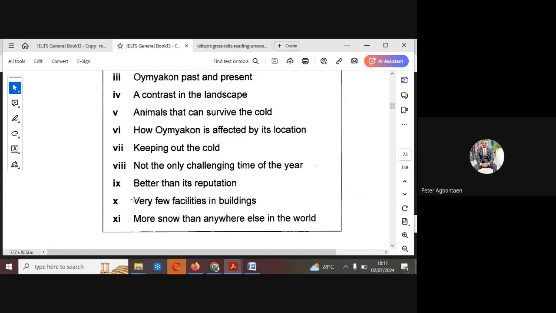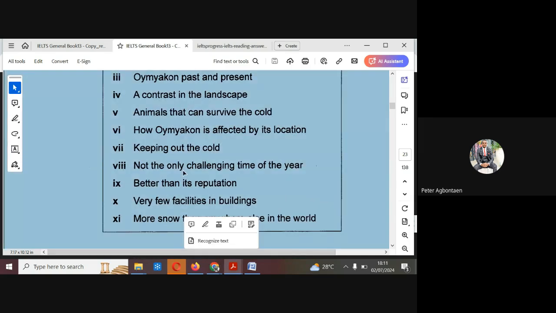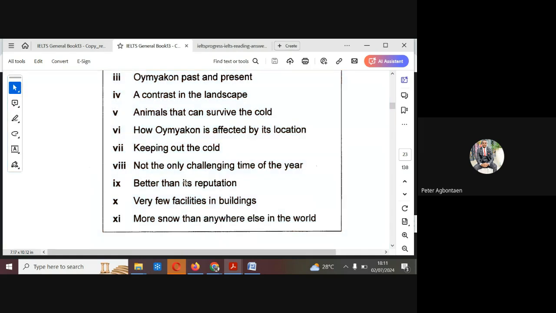Okay, then this one says very few facilities in buildings. Of course, it means that in Oyemakon, the buildings, their houses, their homes don't have a lot of facilities or amenities. Probably they don't have the modern amenities that we enjoy, things like air conditioners, heaters, refrigerators, television, furniture, and all these wonderful things that we enjoy in our modern day homes. Probably they are lacking in the houses or homes in Oyemakon.